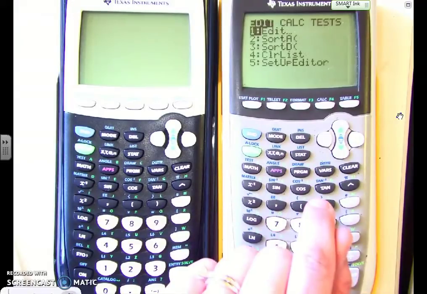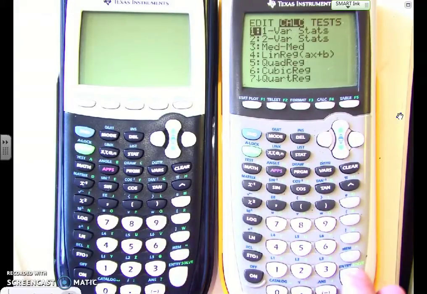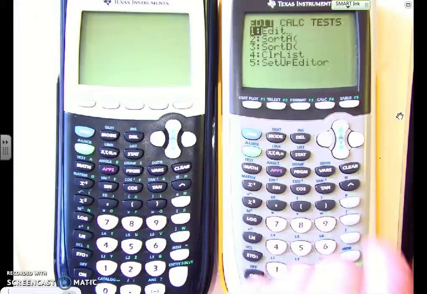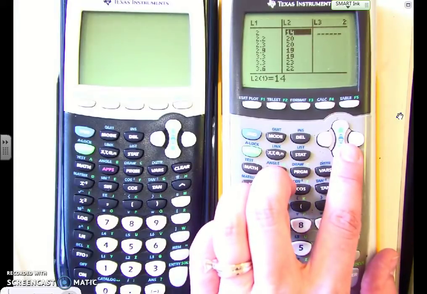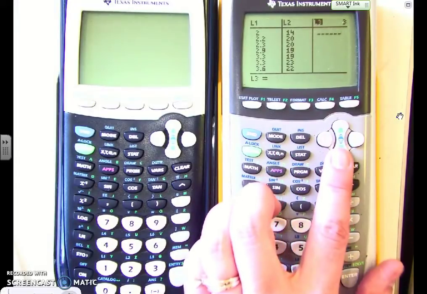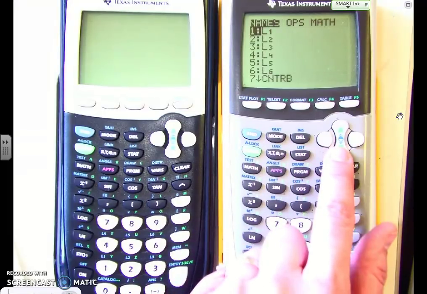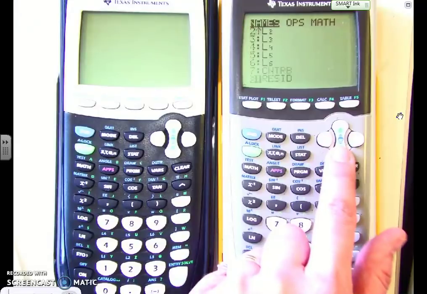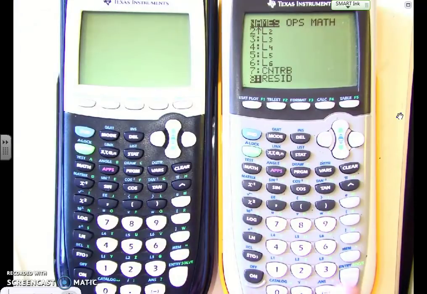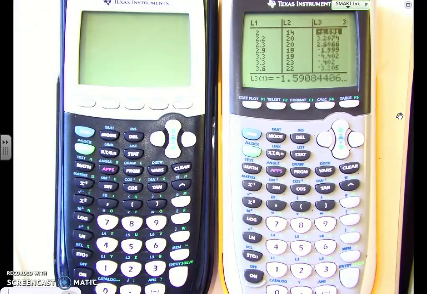I go back to stat, scroll over to calc, no, not calc, stay on edit. I'm going to go to list 3, and I'm going to put in my residuals. So if you remember, you go second list, and you can scroll down, and it saved your residuals in this residual list. If you hit enter, there's all the residuals from the regression line from the data we have inputted.